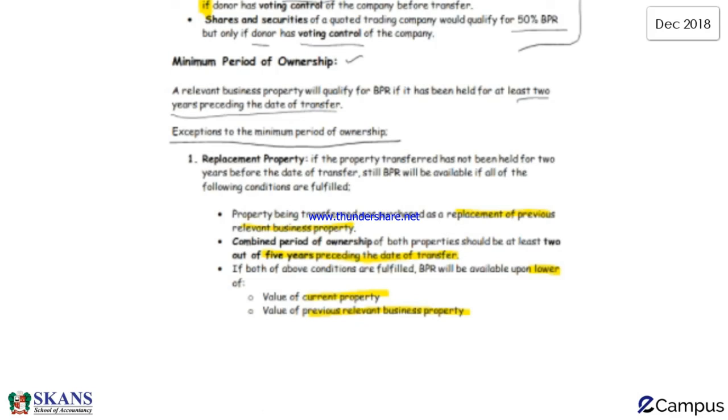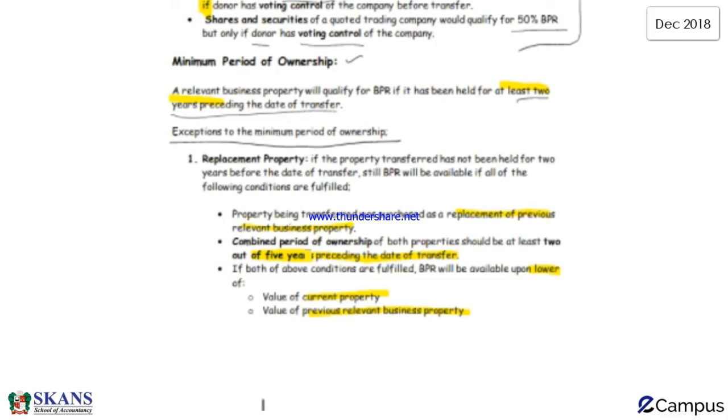Moving back to where we were. We were discussing that if an individual does not hold a relevant business property for a complete 2 years, we still have a chance to claim business property relief. But if he says that this property was purchased as a replacement of some other property, we have to look at the 5 years preceding the date of transfer, not 2 years, and in those 5 years we have to consider the ownership of the previous asset as well as the ownership of the new asset.